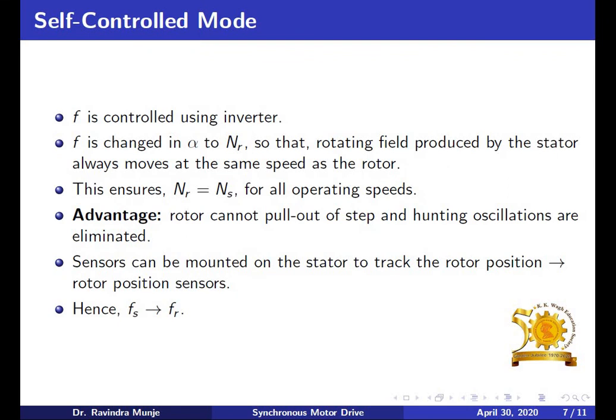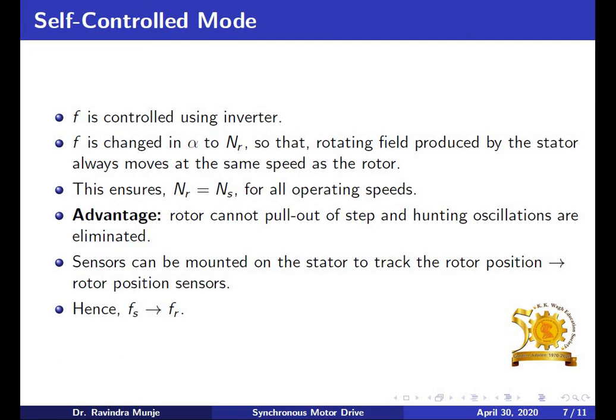In the self-control mode, F is controlled using an inverter, right? F, that is the stator supply frequency, is changed using an inverter whose SCRs are fired in sequence using the information of rotor position or stator voltage. Then F is changed in proportion to Nr, so that the rotating field produced by the stator always moves at the same speed as the rotor.